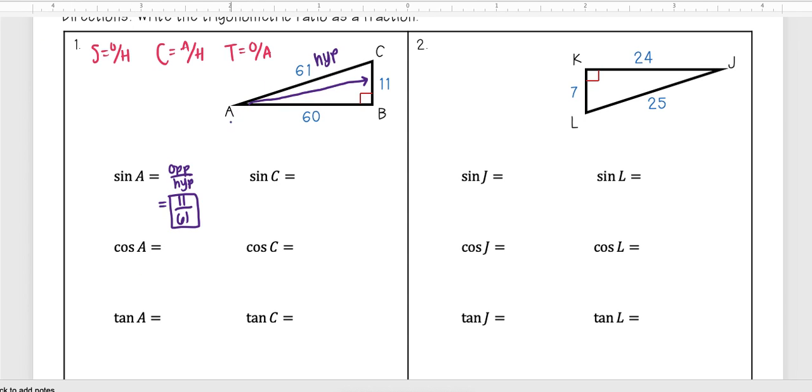Okay, now let's look at cosine of A. Well, I know cosine is my CA here, and that's adjacent over hypotenuse. Well, if I look at A, and I look at the side adjacent to it, that isn't my hypotenuse, that is the 60. So this would be 60 over my hypotenuse, which is 61.